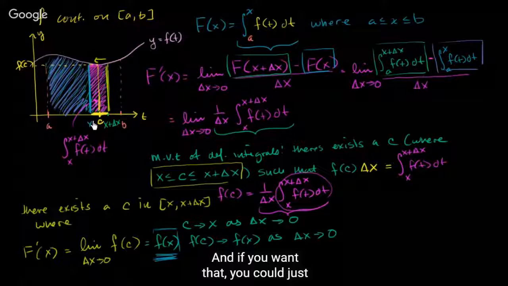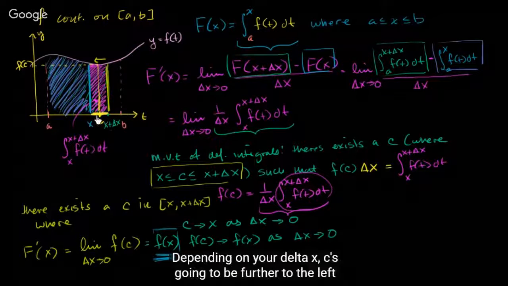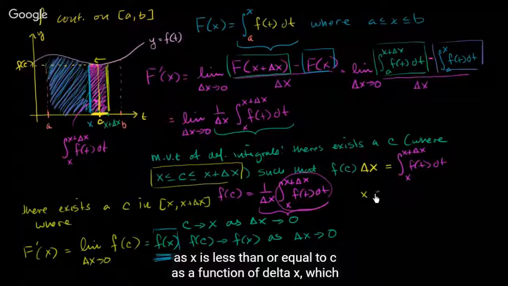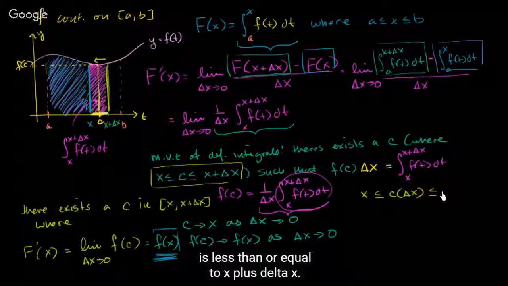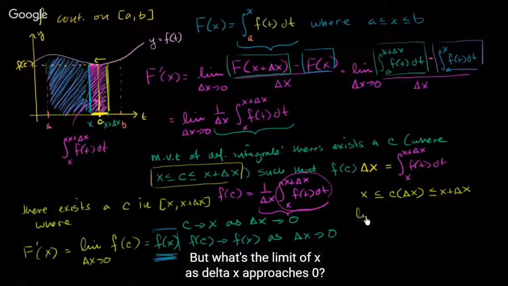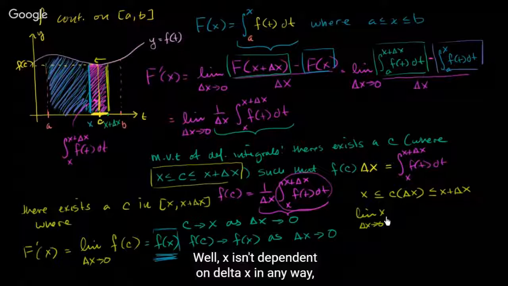And if you want that, you could just resort to the squeeze theorem. And to resort to the squeeze theorem, you just have to view c as a function of delta x, and it really is. Depending on your delta x, c is going to be further to the left or to the right, possibly. And so I can just rewrite this expression as x is less than or equal to c as a function of delta x, which is less than or equal to x plus delta x. So now you see that c is always sandwiched between x and x plus delta x. Well, what's the limit of x as delta x approaches 0? Well, x isn't dependent on delta x in any way, so this is just going to be equal to x.